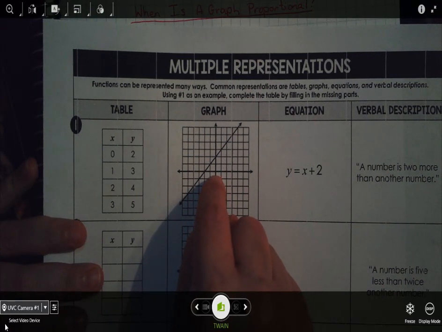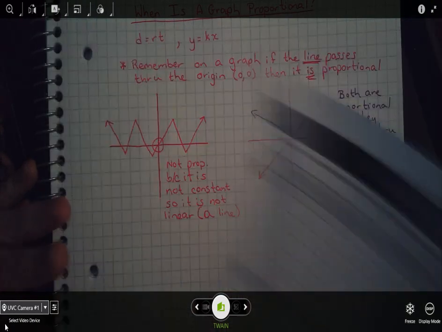That is the big rule. That's what you have to remember. So as soon as I see that this line does not pass through the origin, I don't have to worry about anything else. I can say not proportional and move on.